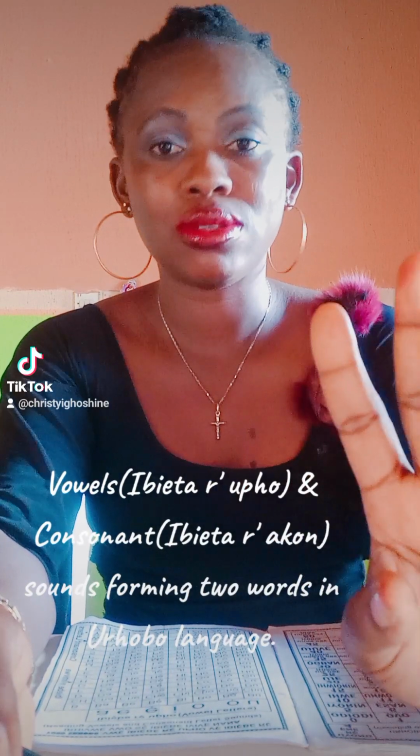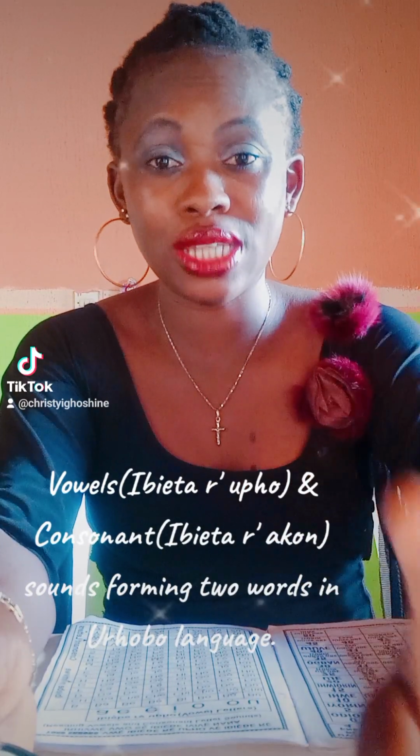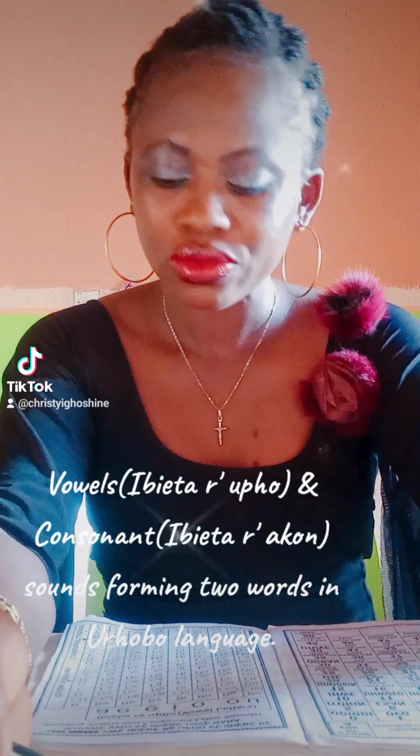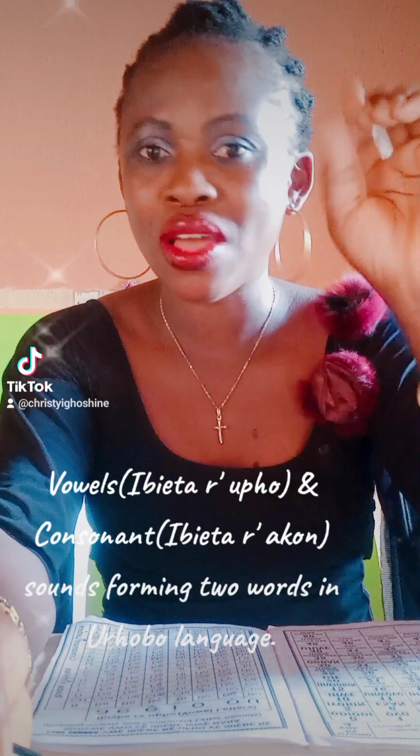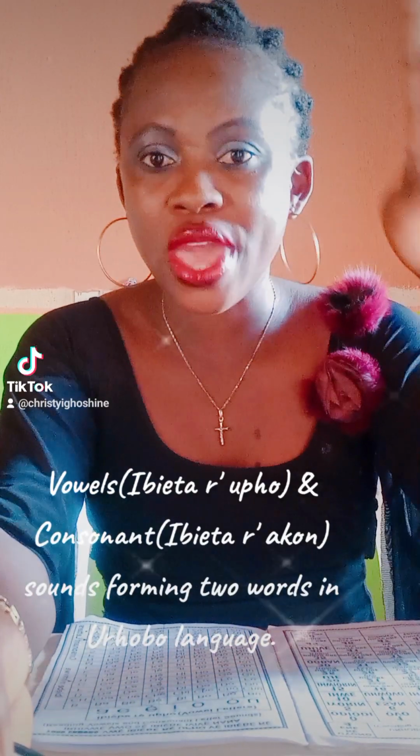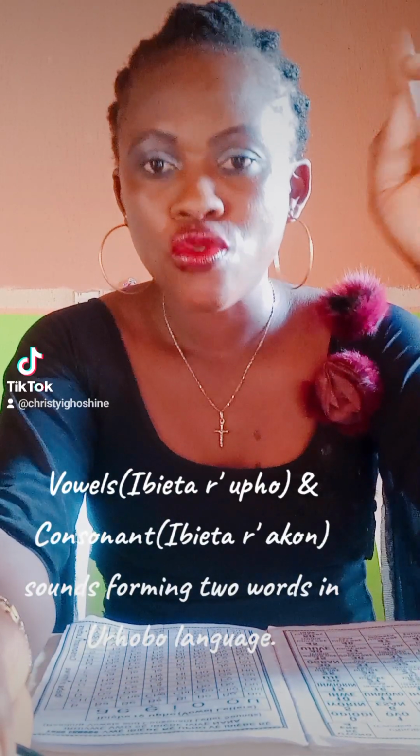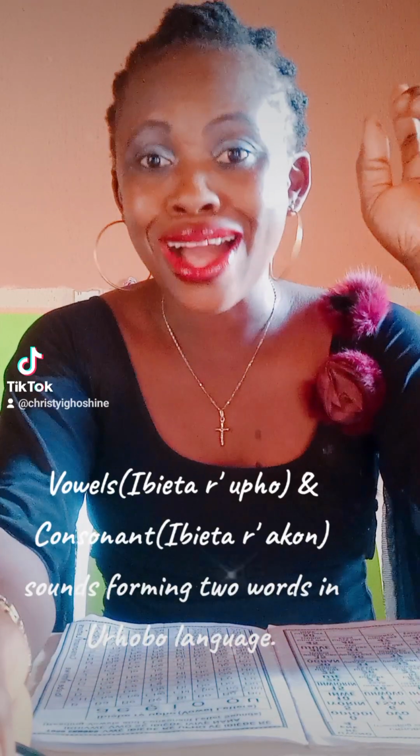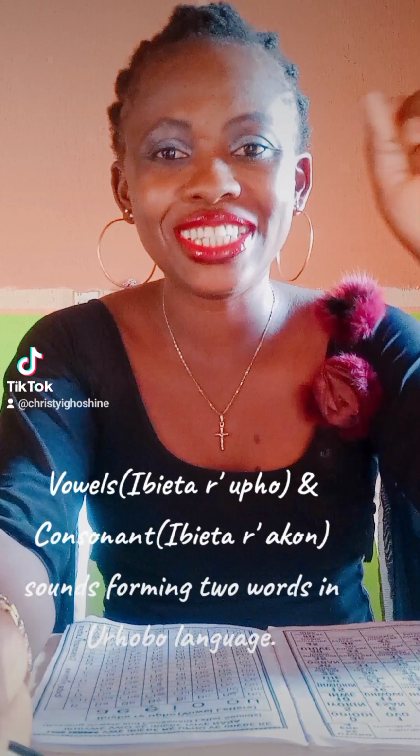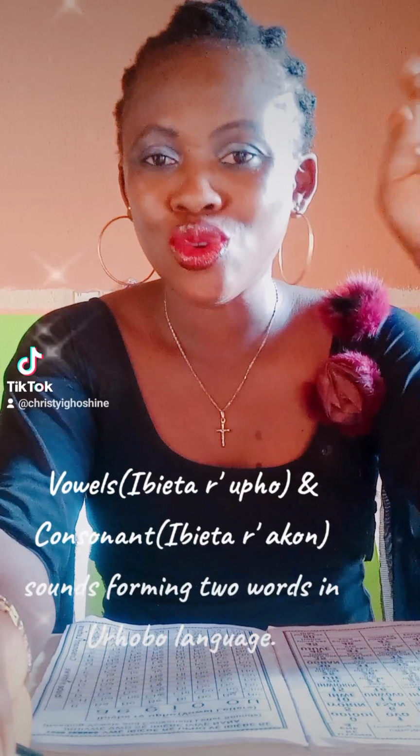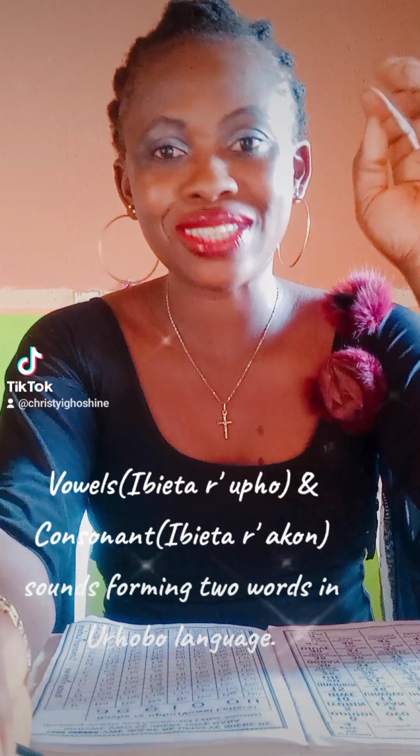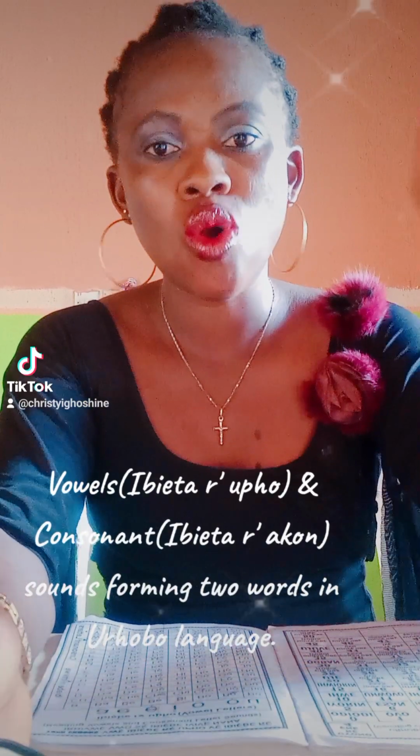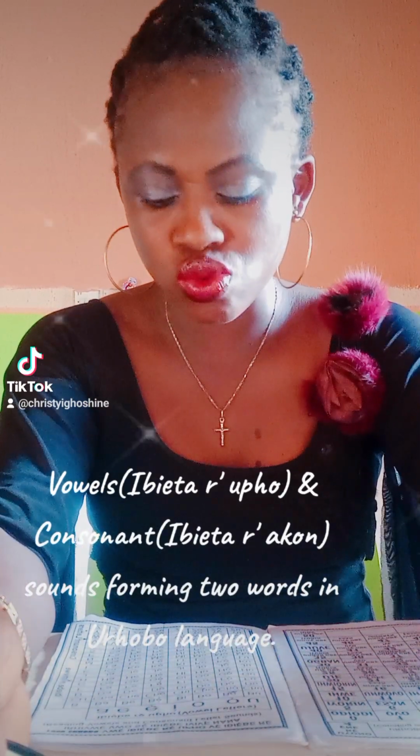D sound as da, de, di, do, do. Letter F sound as fa, fe, fi, fo, fu. Letter G sound as ga, ge, gi, go, gu. Letter H sound as ha, he, hi, ho, hu.